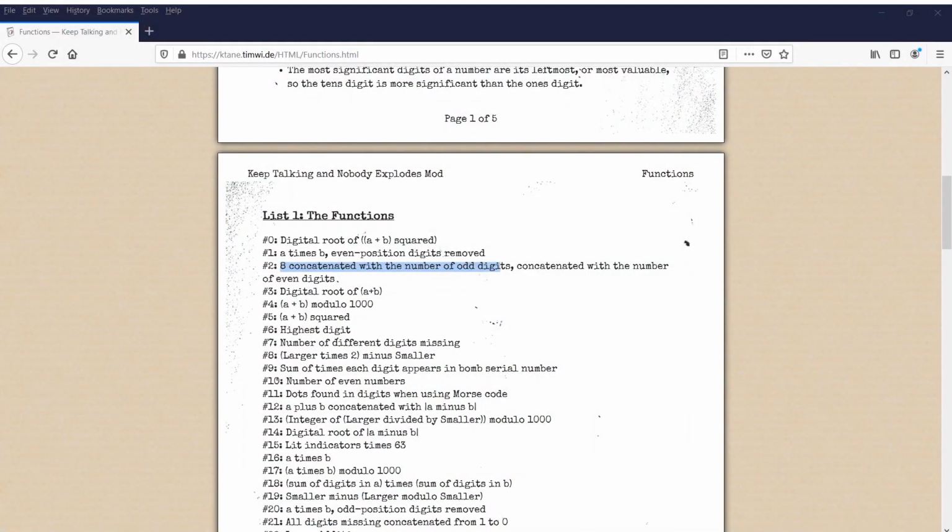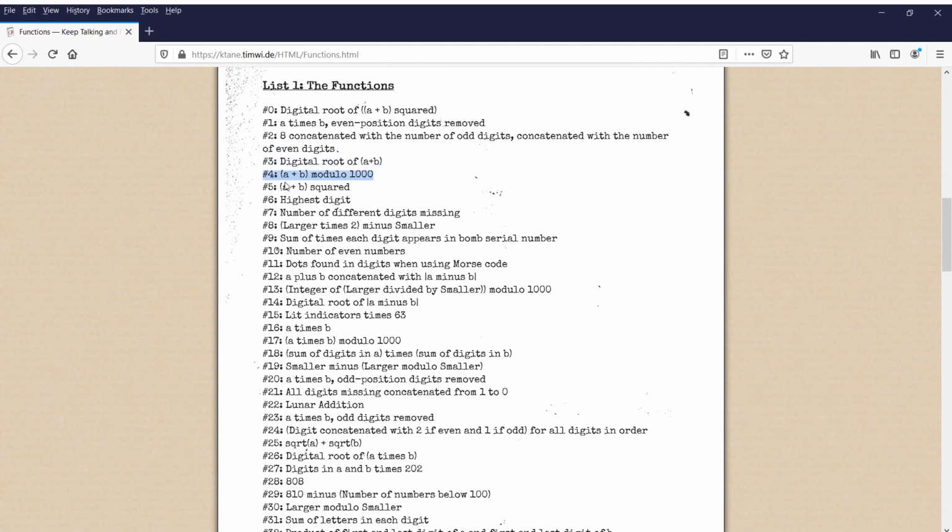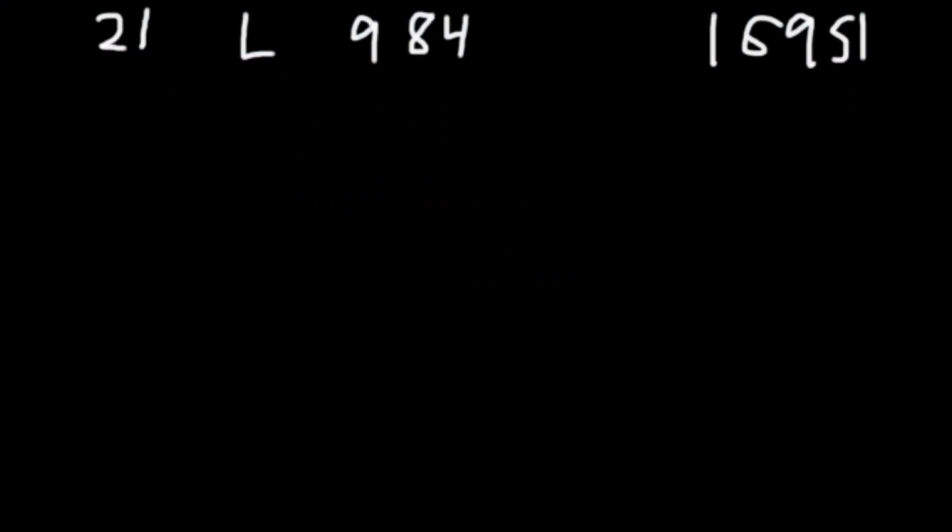Next one is the digital root of a plus b. Since we already know the digital root is going to be a single number, we can just skip that one. Now we have a plus b modulo 1000. I'm pretty sure we all know how to add, and with my expert modulo tutorial, you should know how to modulo as well. Since it's modulo by 1000 and our number is above 1000, we know it's not going to be that.